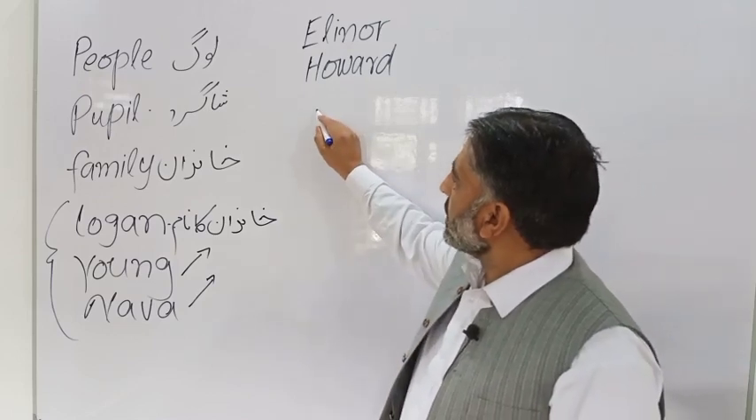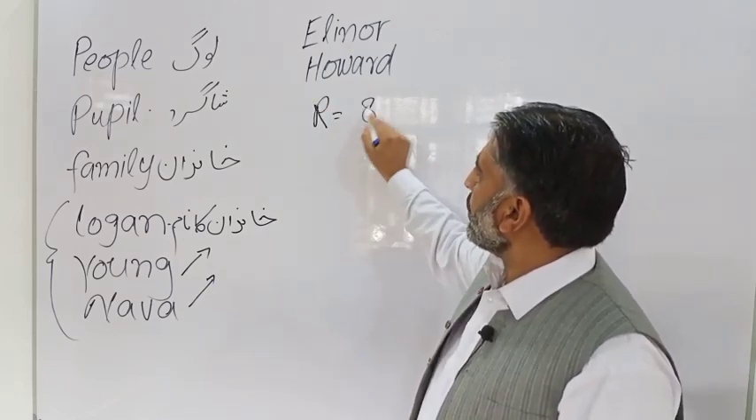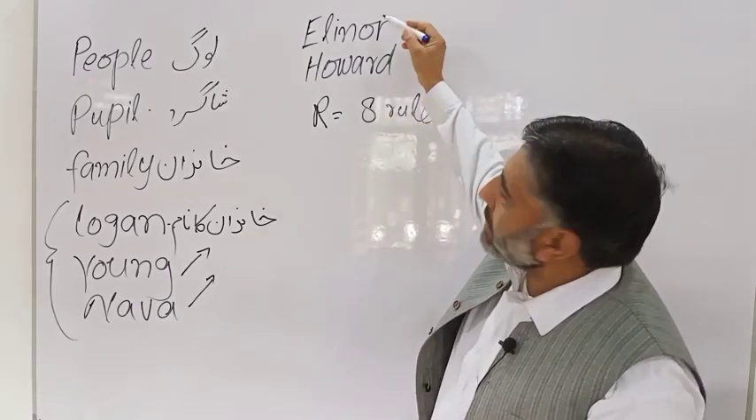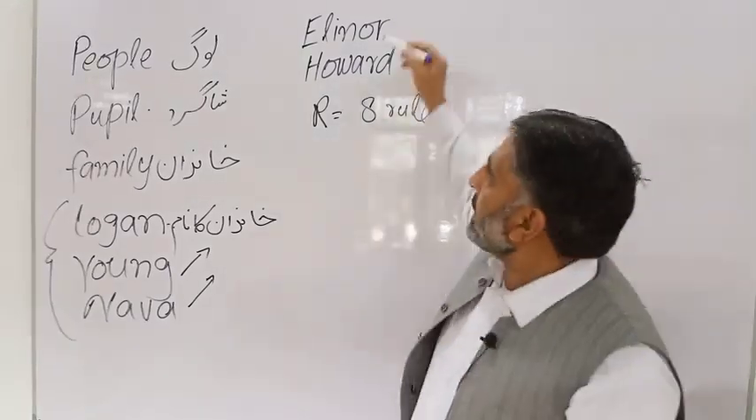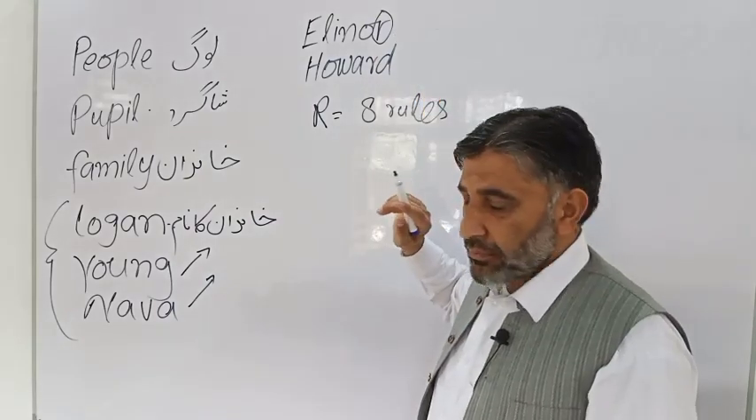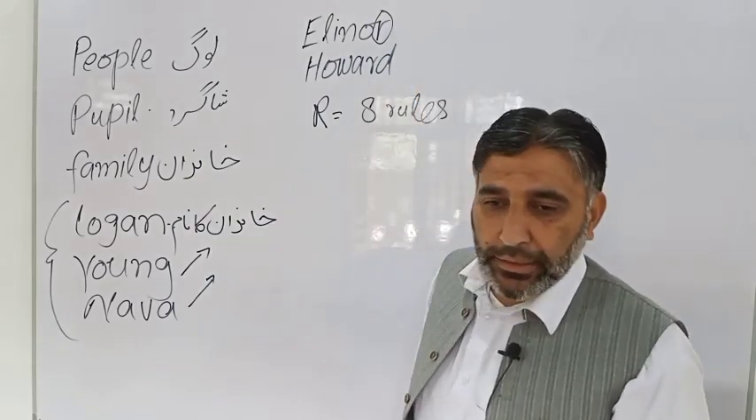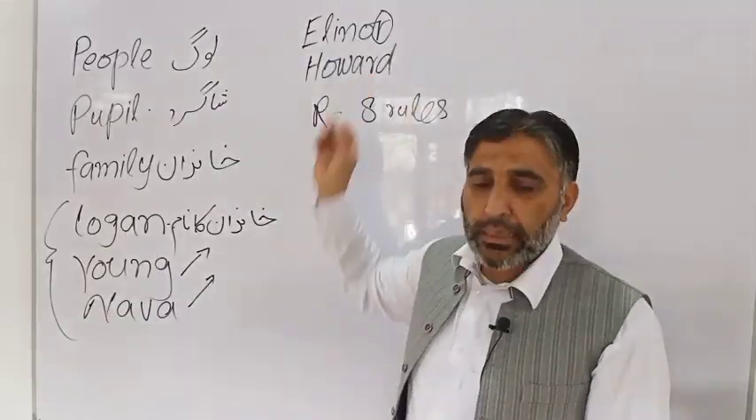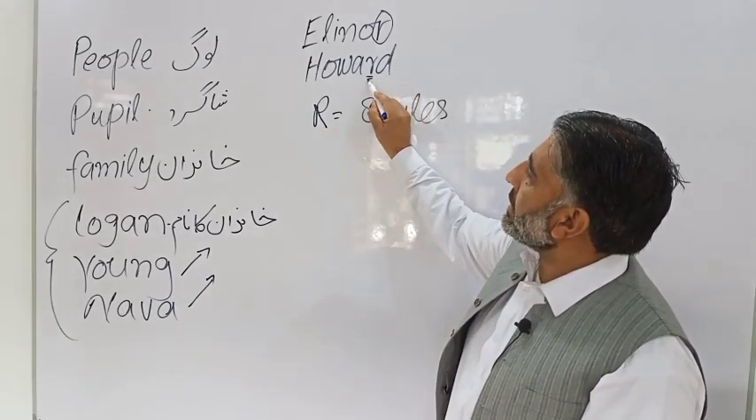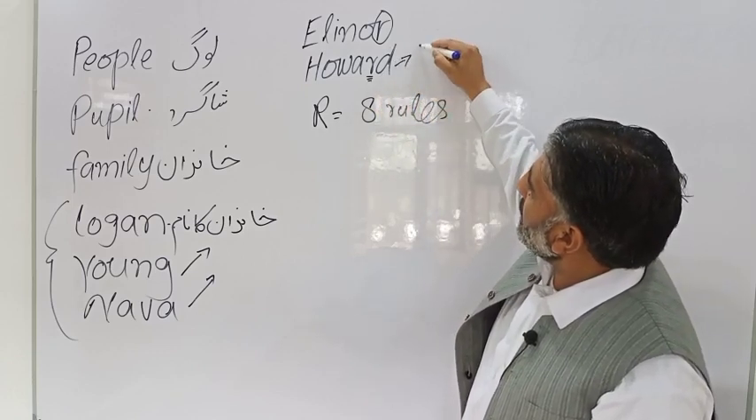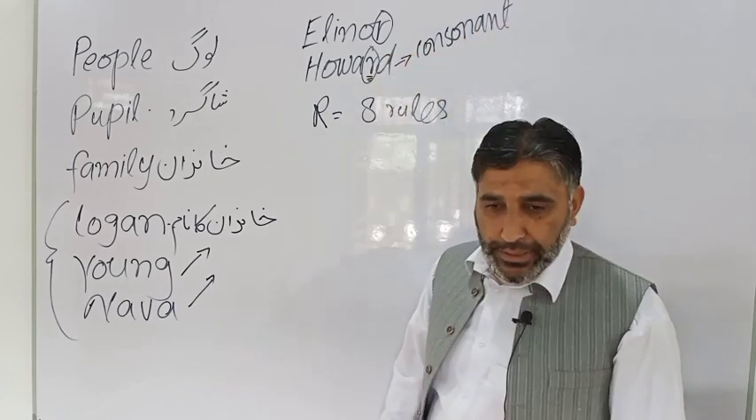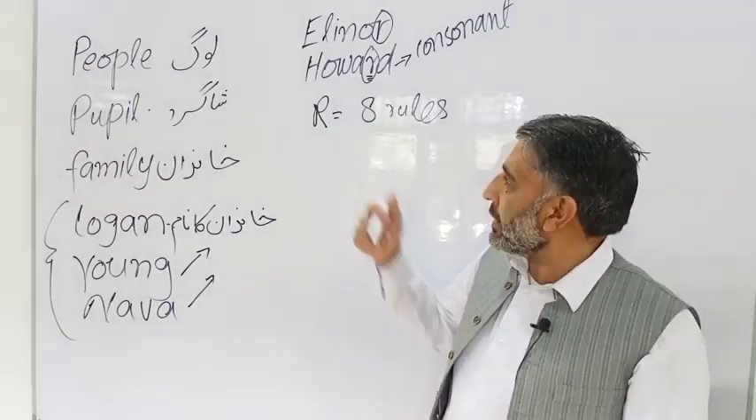The pronunciation of R, there are 8 rules. Among them, one is that when a word ends with R, it is our choice to mute this R. For Eleanor, there are two pronunciations, either Elena or Eleanor. Both are right. Similarly, when R comes and after the letter R there is a consonant, then we shouldn't pronounce the R. Howard, how should we pronounce it? Howard. For example, girl.